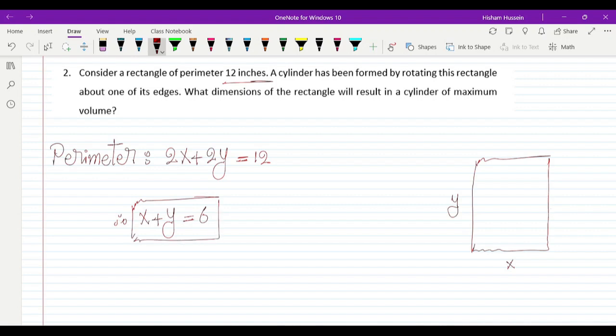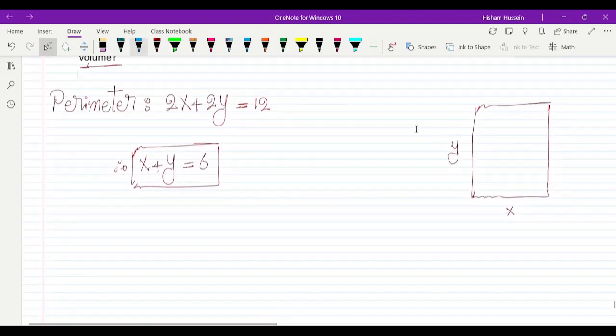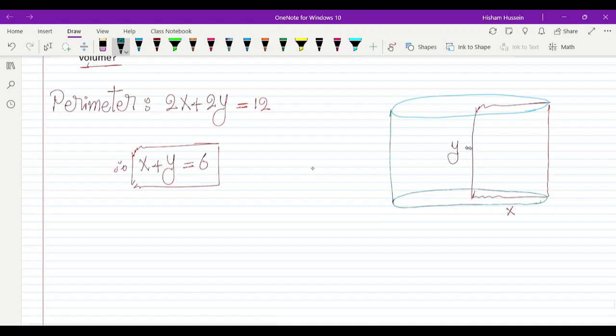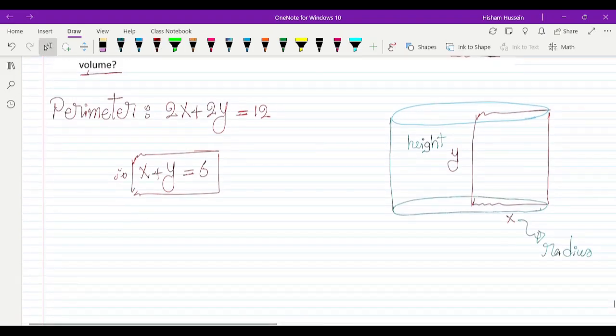A cylinder has been formed by rotating this rectangle about one of the edges. Now, what are the dimensions of the rectangle that will result in a cylinder of maximum volume? Here, this is the objective function. Imagine that this rectangle is rotating about one of the edges. Let's say this edge is y. So this means that y is representing the height and x is representing the radius. The volume that we want to maximize is V. This is the objective function.